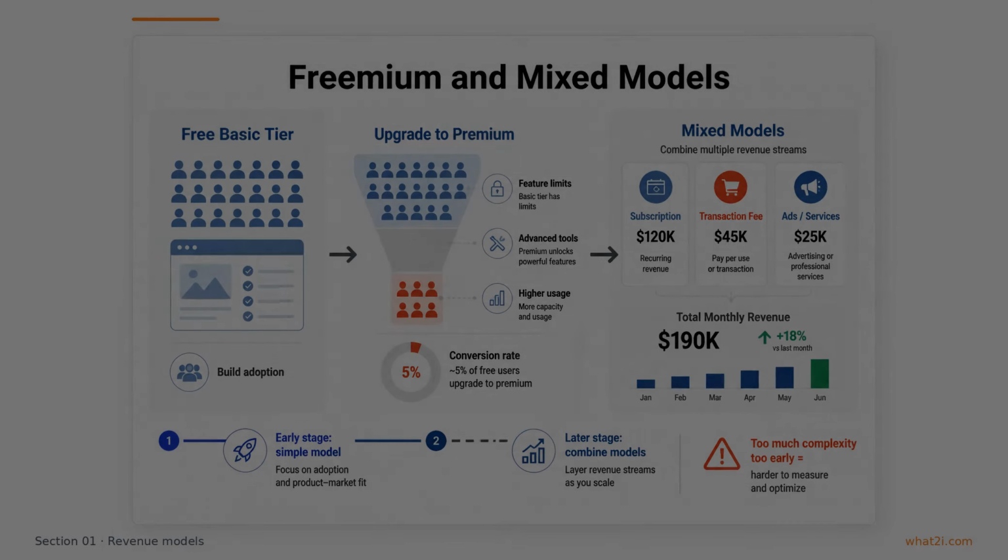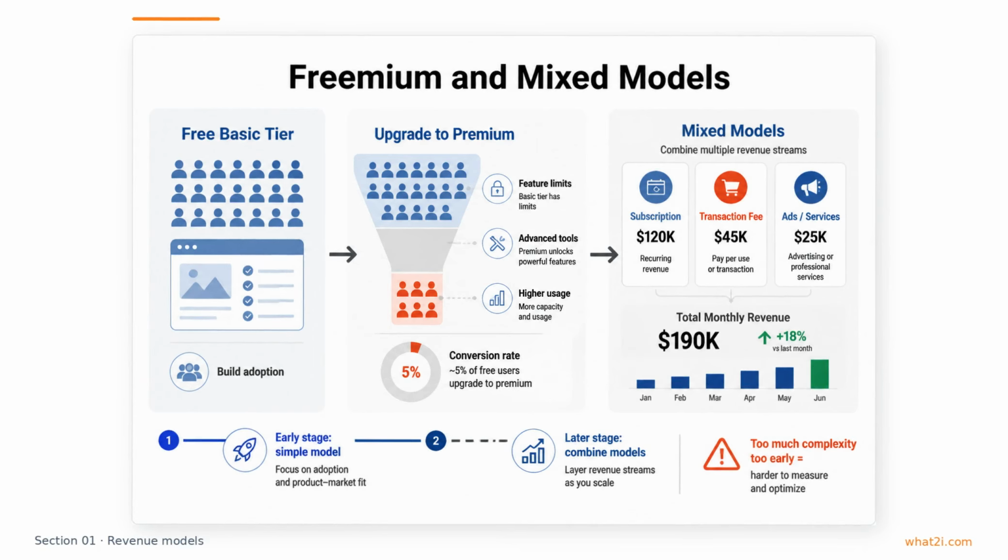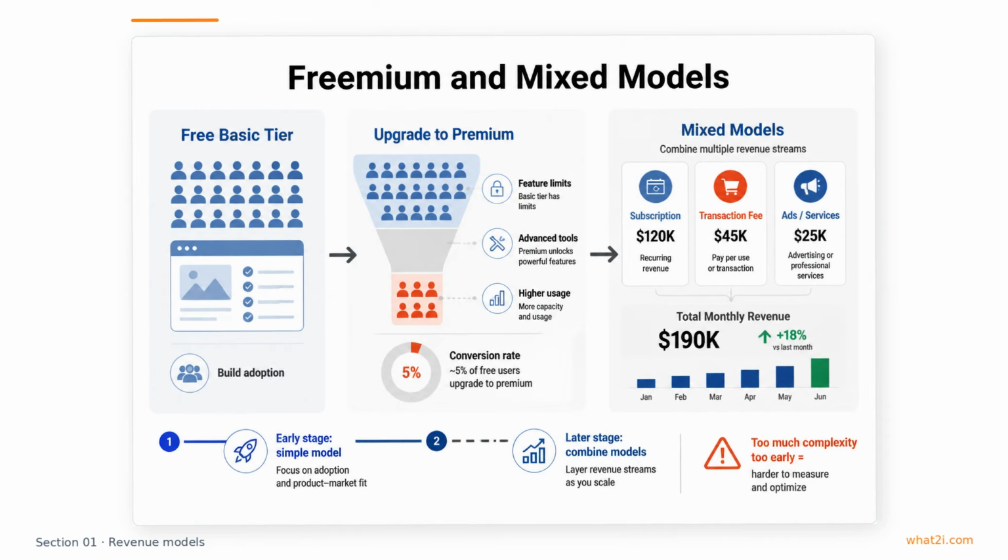Some companies start with a free tier to remove friction and build adoption, and that is the basic idea behind freemium. The business gives away a useful version of the product, then tries to convert a smaller share of users into paying customers through added features, usage limits, or convenience. That can work well when the free product spreads easily and paid upgrades are clearly valuable. As companies mature, many also add mixed models combining subscriptions, transaction fees, services, or advertising. The benefit is broader monetization, but the trade-off is more complexity. Early on, a simpler model often makes it easier to understand what is working and measure unit economics clearly.